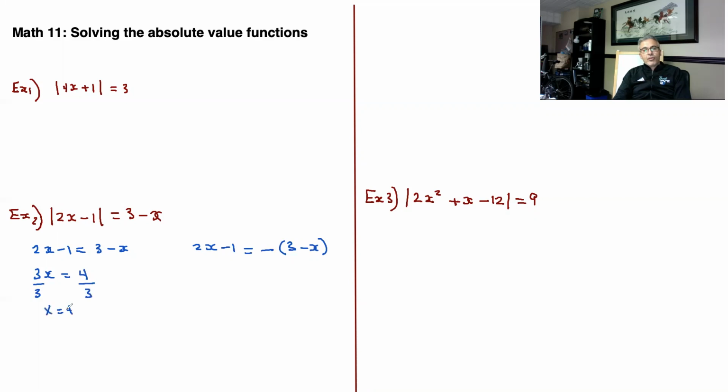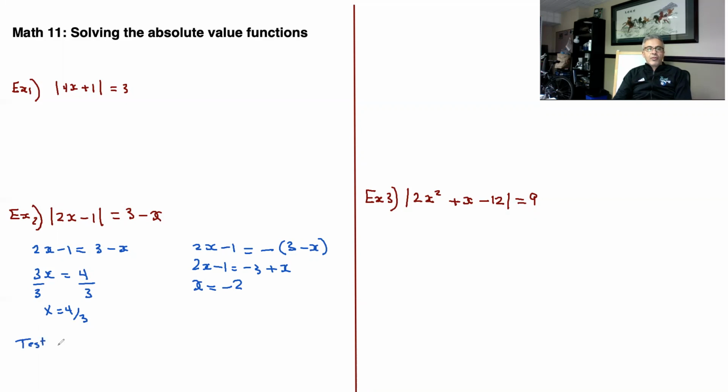x equals 4/3. Now this one here, you'll have 2x minus 1 equals -3 plus x. Move this x to this side, so it becomes minus x. 2x minus x is x. And if you move this -1 to the other side, it becomes +1. So -3 plus 1 gives us -2. Now we test.